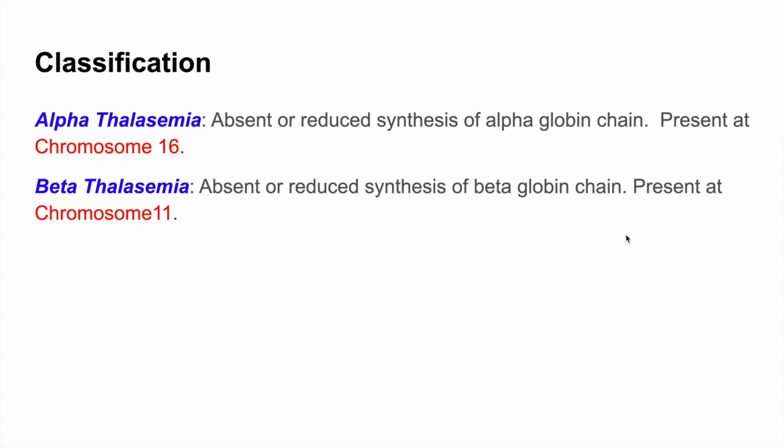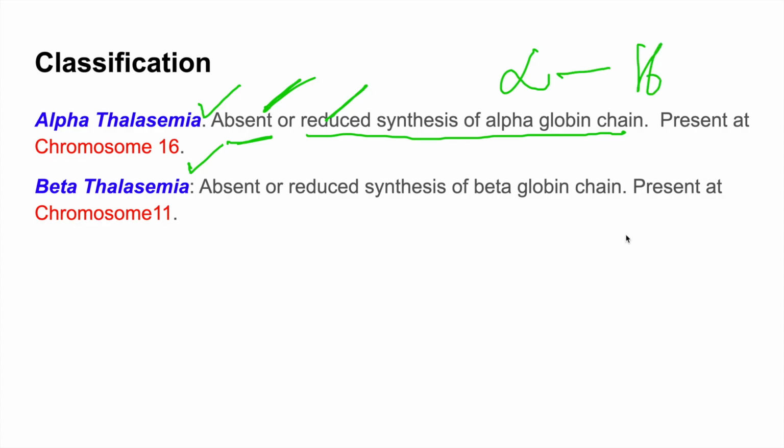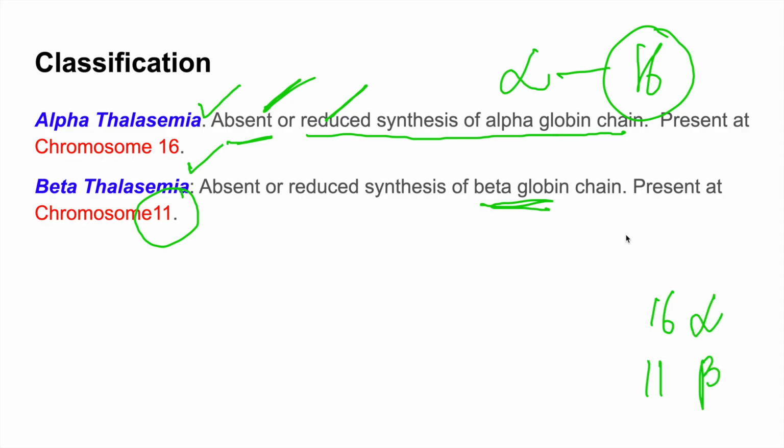and that's why it is a quantitative disorder. Now going to the classification of thalassemia, you have two types, alpha thalassemia and beta thalassemia. In alpha thalassemia, there is reduced or absent synthesis of the alpha chain. The gene for alpha thalassemia is present on chromosome number 16. Then beta thalassemia is absent or reduced synthesis of the beta globin chain. This is present on chromosome number 11. So you have 16 and 11. 16 is for alpha and 11 is for beta.